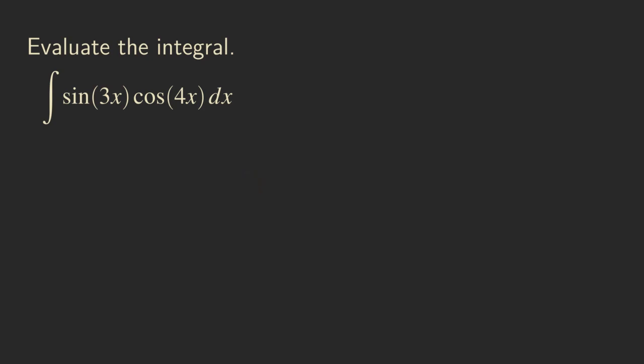Let's talk about integration by parts. This time we get a product of two trig functions. One of them is sine 3x and the other one is cosine 4x. If they have the same argument, then the problem would actually be a lot easier.